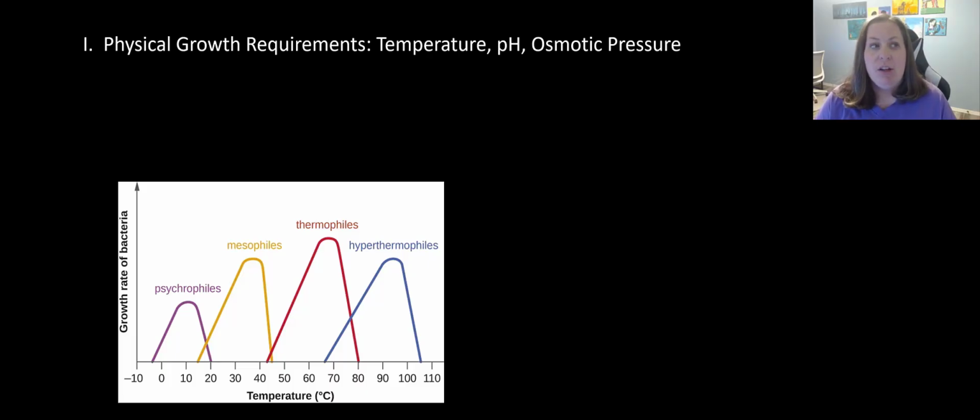So when we look at microbial growth, we're going to be looking first at some physical growth requirements, and then we're going to get into some chemical growth requirements. The first thing we want to look at are the physical growth requirements that include temperature, pH, and osmotic pressure. And we're going to go through each of them, and we're going to start with temperature first.